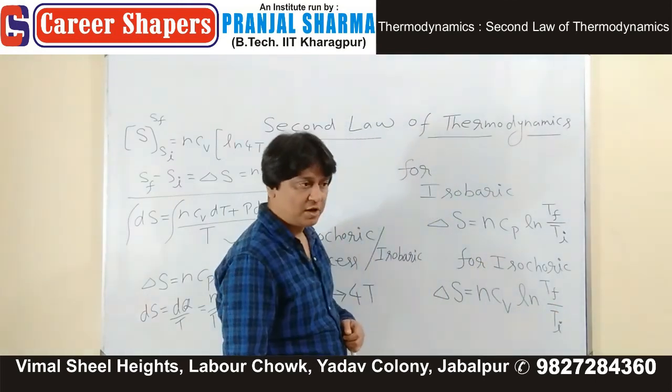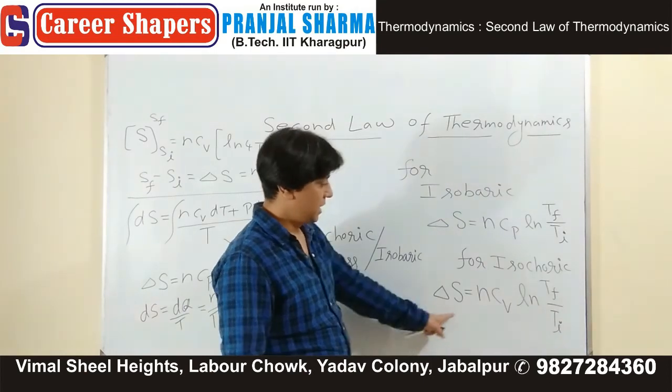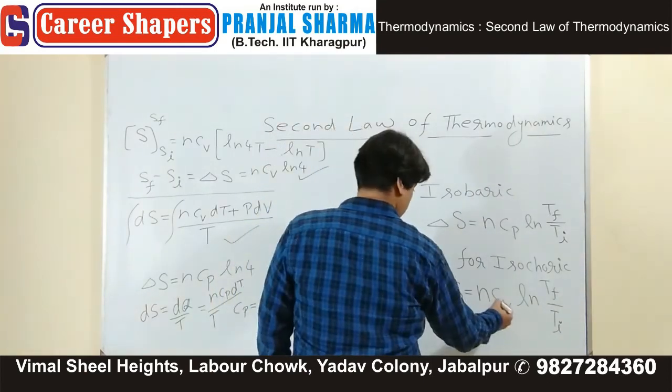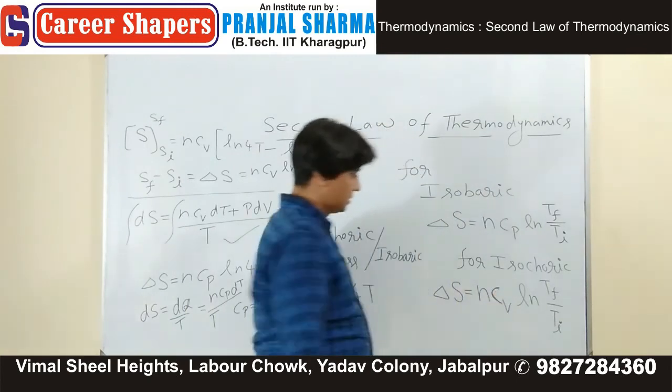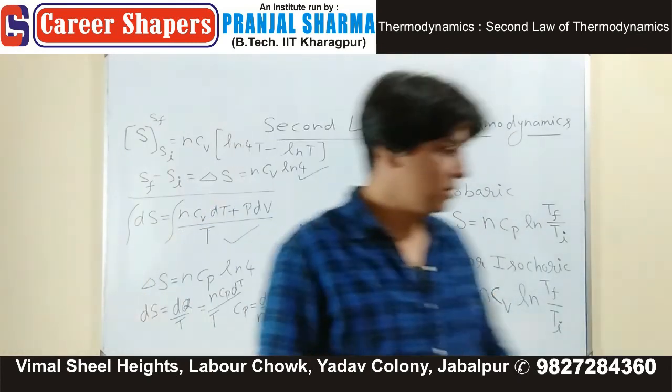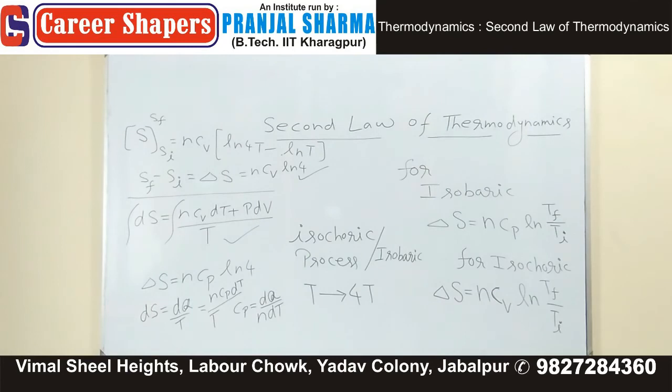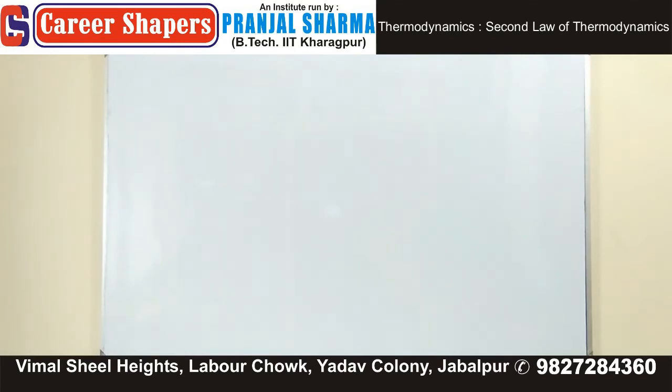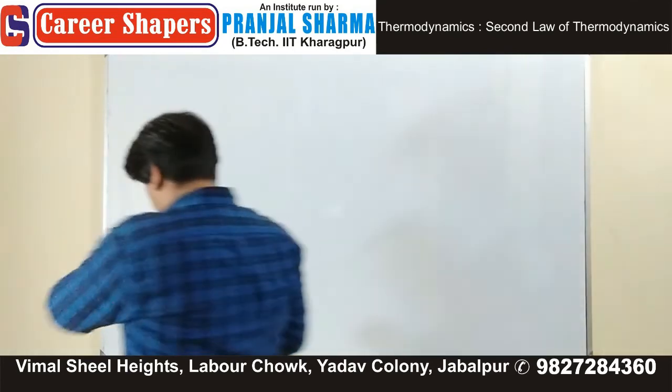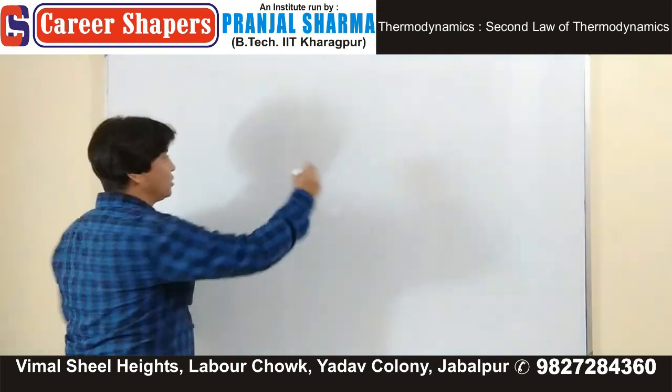I hope everything is visible. nCv log T final upon T initial. Write down Carnot cycle.